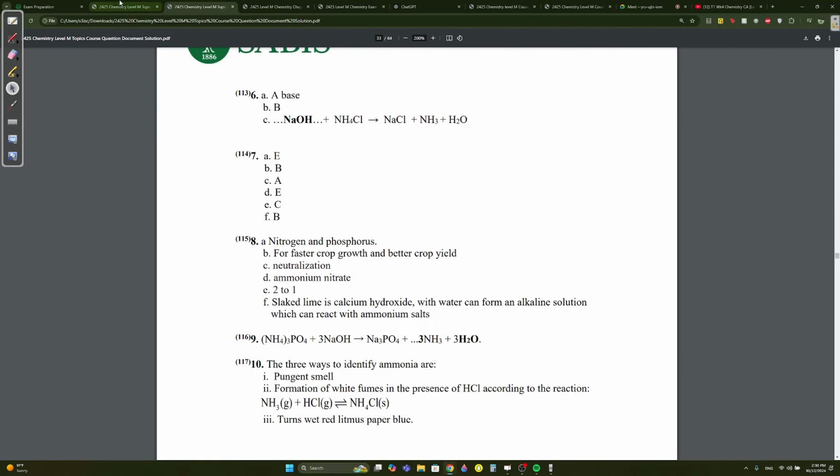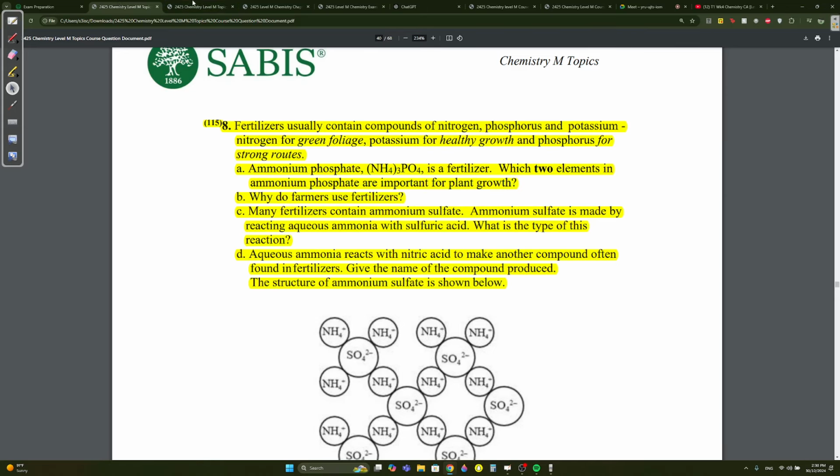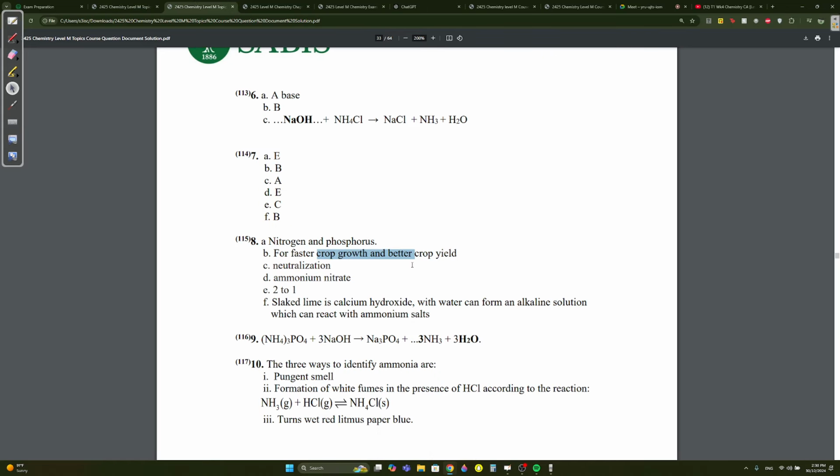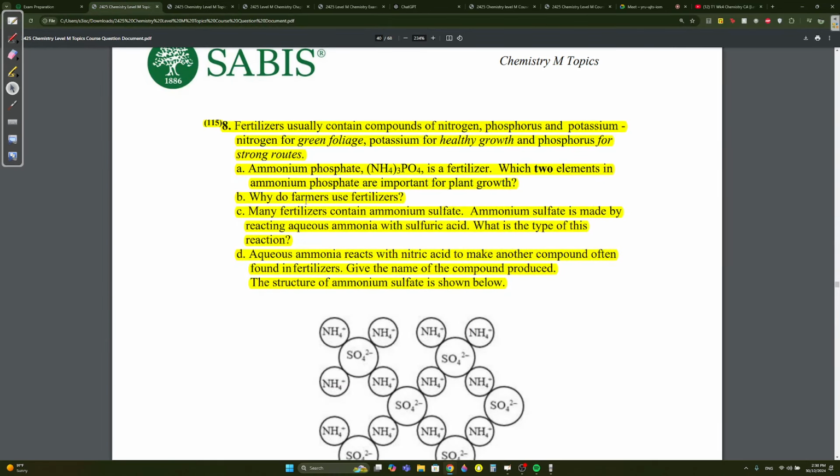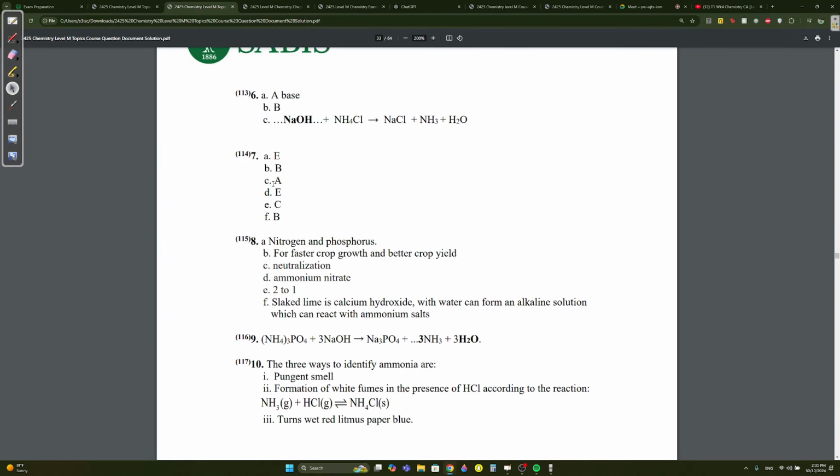Nitrogen and phosphorus, yes. Why do farmers use fertilizers? Obviously, for plant growth, for faster crop growth and better crop yield. If anybody's doing IGCSE Chem, you need to know this, by the way. Many fertilizers contain ammonium sulfate. Ammonium sulfate is made by reacting aqueous ammonia with sulfuric acid. What is this type of reaction? Base with acid. What do we call it? We call it a neutralization reaction.